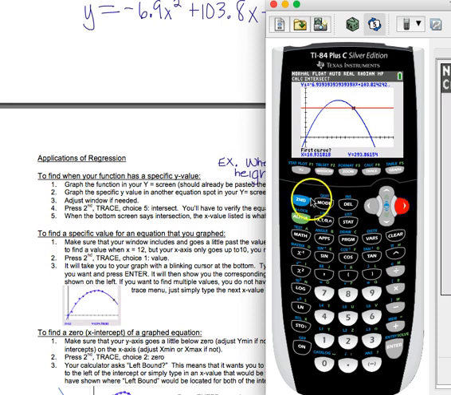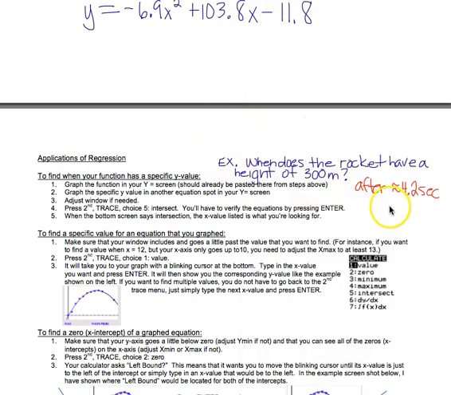Sometimes a tedious process. There we go. So blue is my first equation, red is my second equation. And that says 10.8. So after about 4.2 seconds and about 10.8 seconds would be our two answers. So that is how you find when your function has a specific y value.